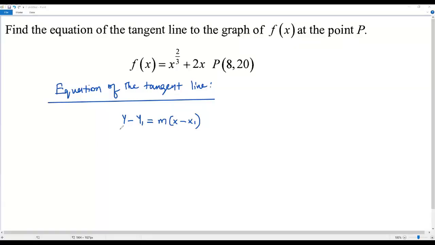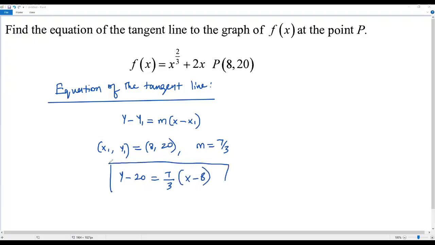Here we can use the point-slope form equation of a line to get the equation of the tangent line. In this equation, we plug in (x1, y1) equals the given point (8, 20), and the slope m equals 7 over 3, which we just got. So y minus the value of y1, which is 20, equals the slope m, 7 over 3, times x minus the value of x1, which is 8. This is the equation of the tangent line to the graph of f of x at the given point P(8, 20).